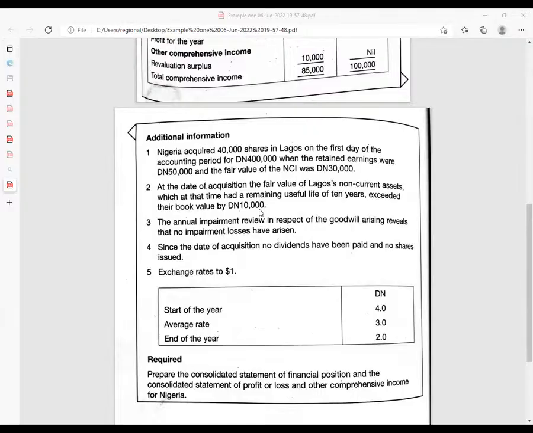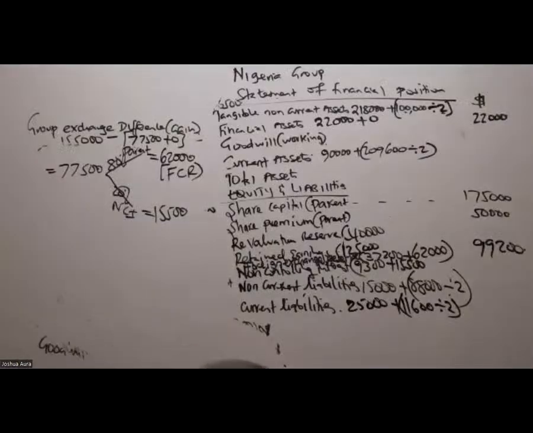When we revalue our assets upwards, what do you think of our property, plant, and equipment? So our property, plant, and equipment will increase. So we need to come and do an analysis of this fair value adjustment.